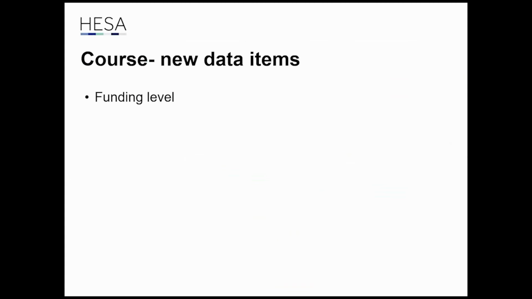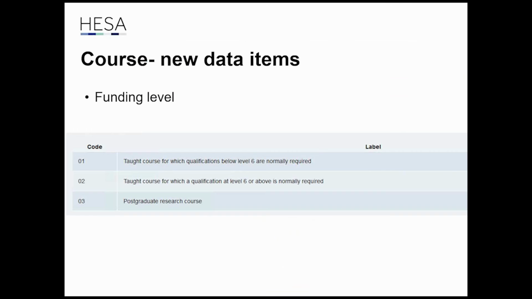We then have funding level. Now, funding level is a field in the current student return, but it's collecting two different concepts. It collects some information about the level of the course, but also about the length of each year of the course. So what we've done is split that out into two different fields. The first one is recording the level, and that is at the course level within the model. So these are the valid entries that are within that field. It is quite broad levels that we're interested in here.